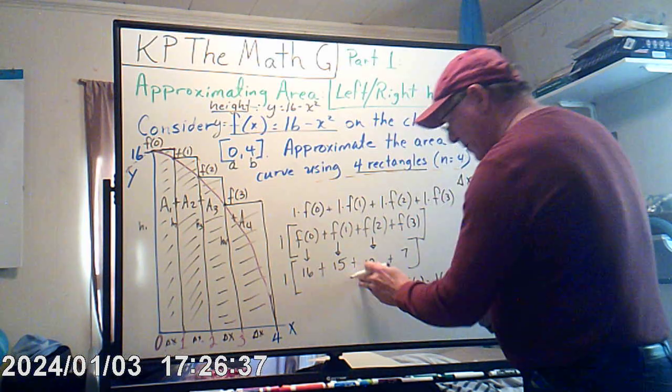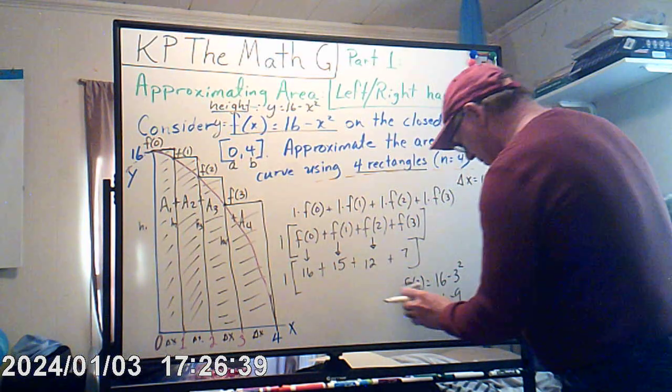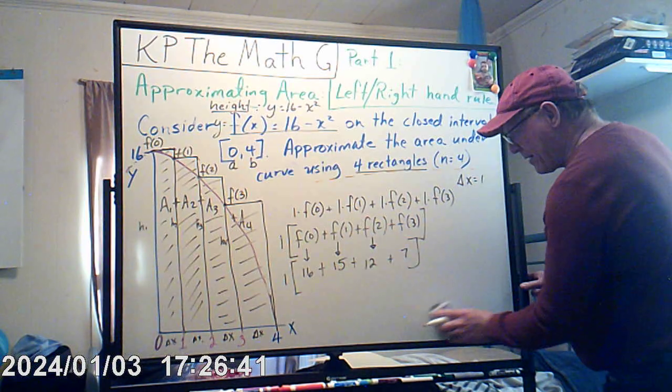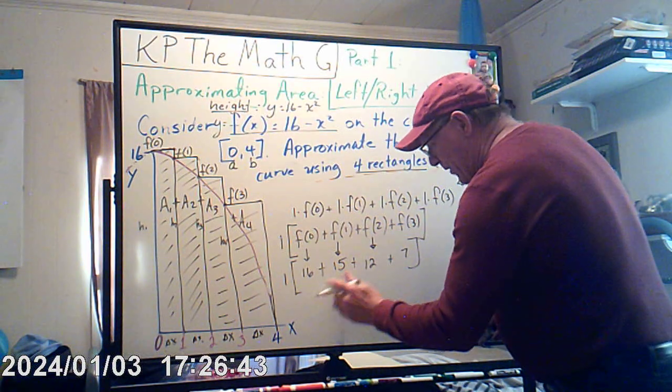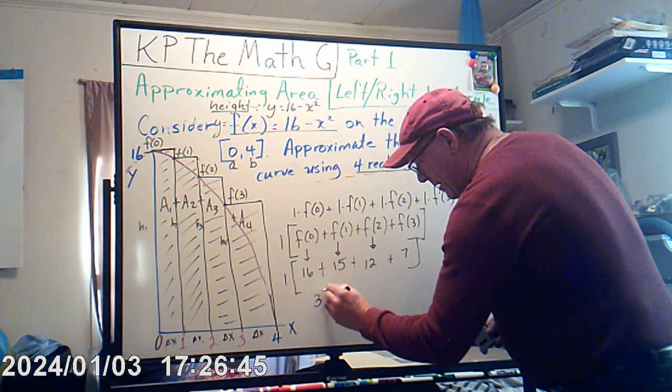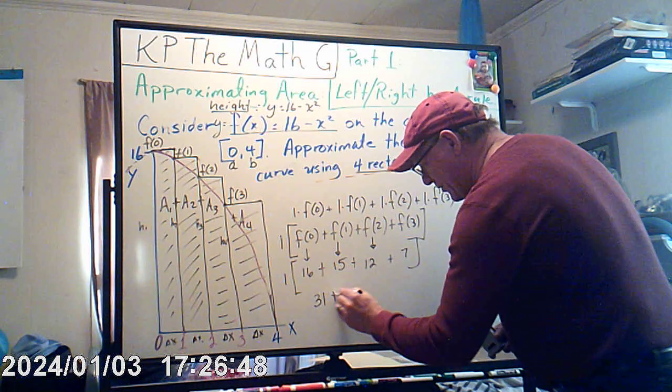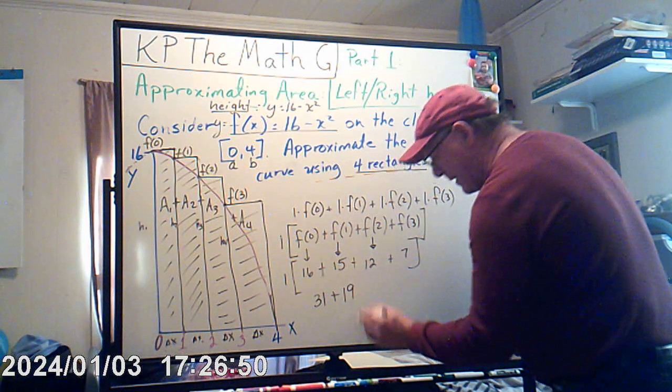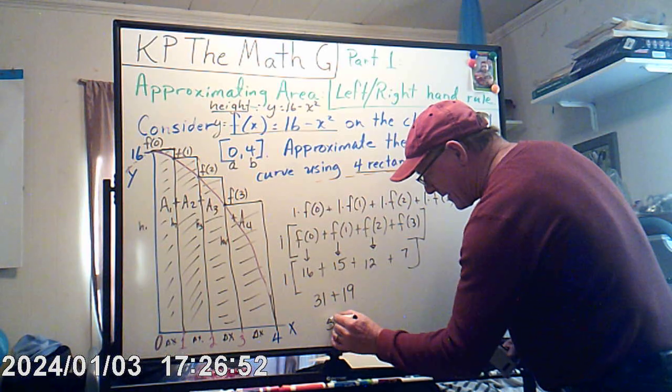Let's add these up real fast. I want to say we get 50. 16 plus 15 is 31. Plus 12 and 7 is 19. 31 plus 19 is 50.